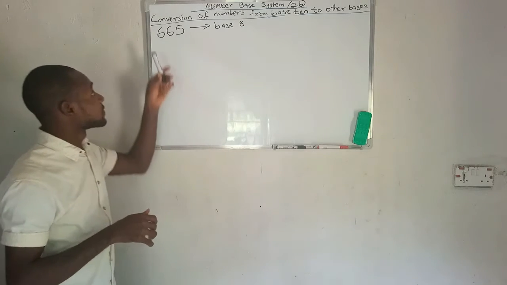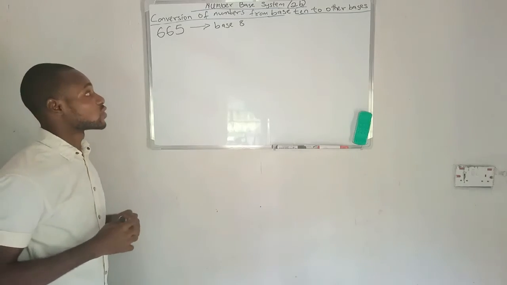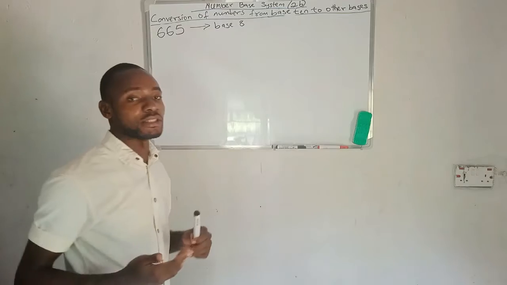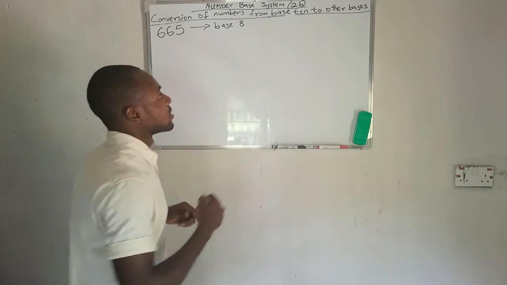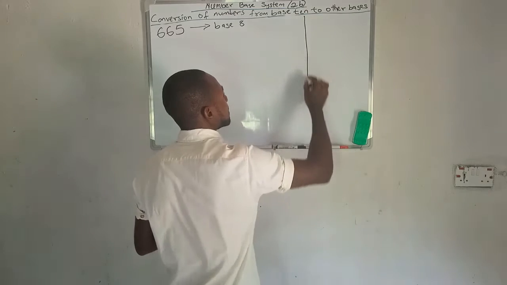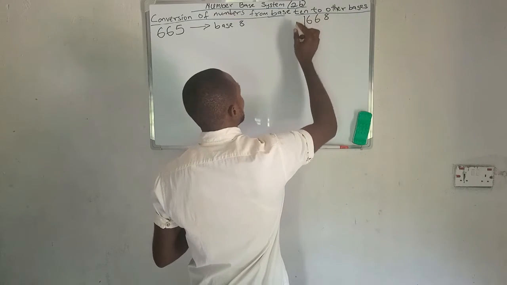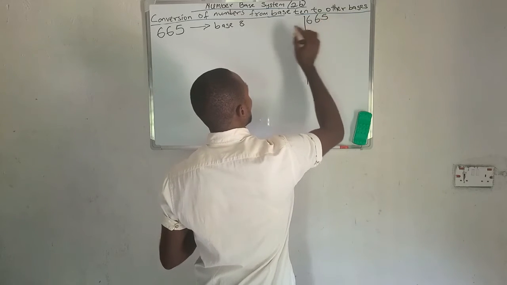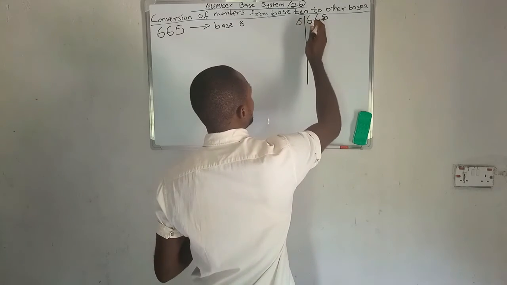So let's say we have 665 in base 10. I want to convert it to base 8. So how do we do this? The same way we did the other one. We are going to be dividing this number by 8, so we have a line like this. We have 665, and we want to convert it to base 8. So we use 8 to divide this.